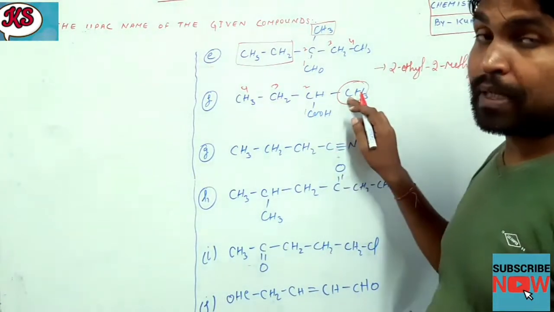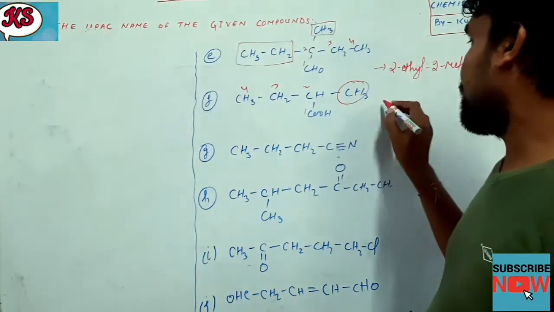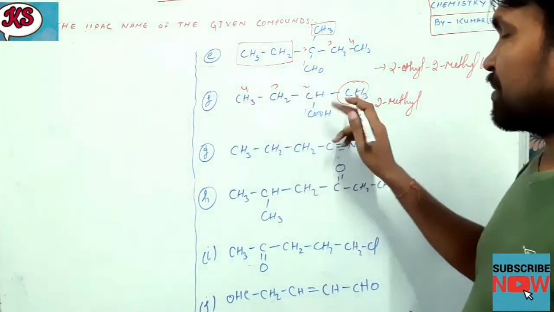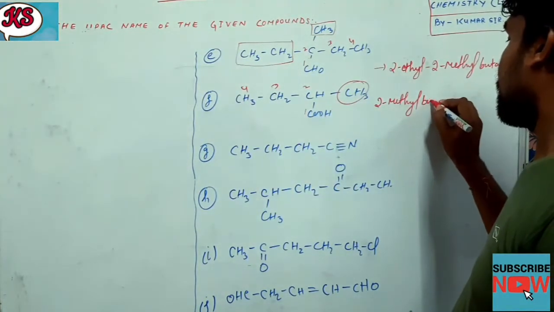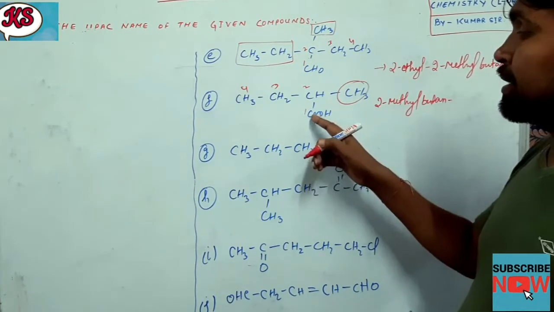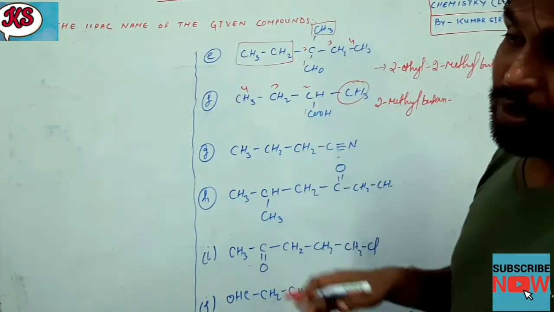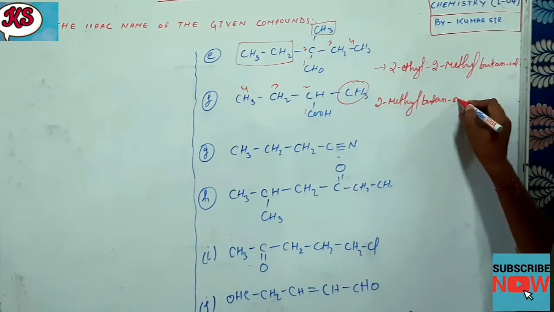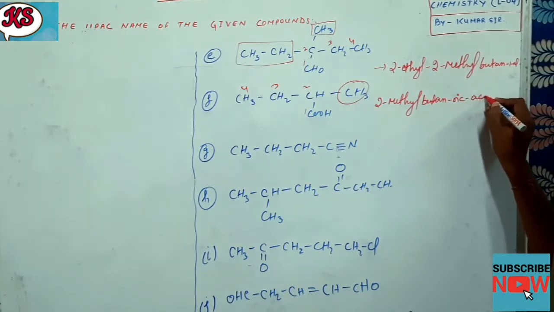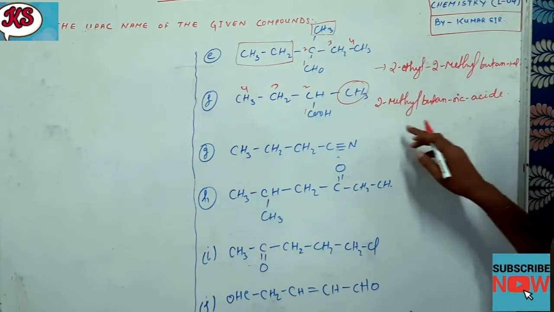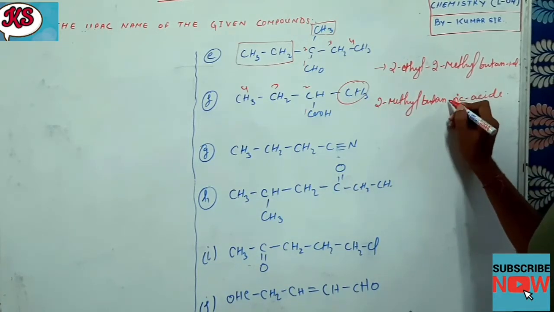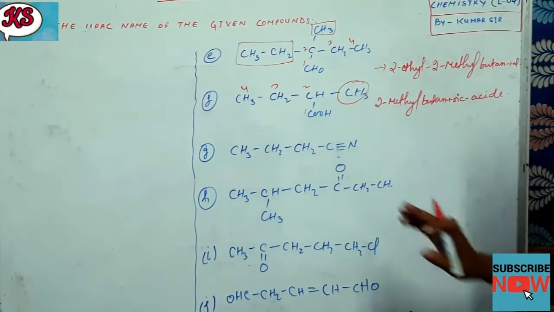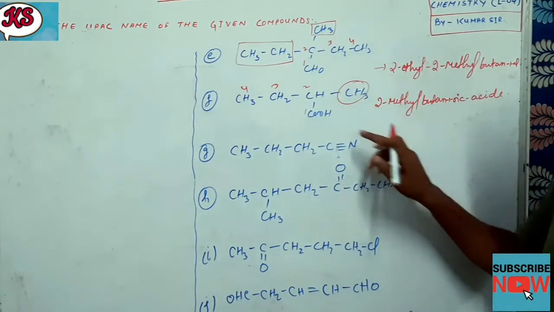So 4 carbons, and this will be a branch. How many carbons are there in the branch? Only 1 carbon. What is the position of it? 2. So we'll write 2 methyl, and the total number of carbons in the main chain is 4. So 2 methyl butane, and this is carboxylic acid. For carboxylic acid we add oic acid at the end of the name. So butanoic acid. The name will be 2 methyl butane 1-oic acid, so butanoic acid is the name of this compound.